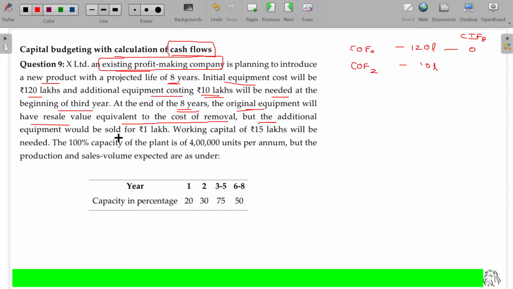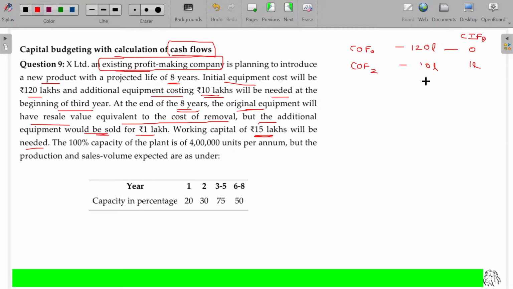Clear? But the additional equipment would be sold for rupees 1 lakh. So two equipment we invested. One is for 120 lakhs, that too in the very beginning of the project. At the end of the project, it gives me no revenue at all in my hand. Though we get some collection, that collection is used for removal cost, so we don't get any cash in our hand. Second machine we purchased by the end of second year, and by the end of 8th year I get 1 lakh. Clear?